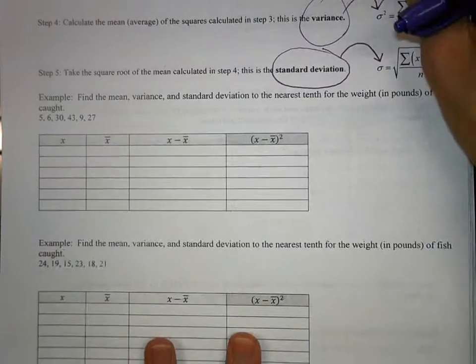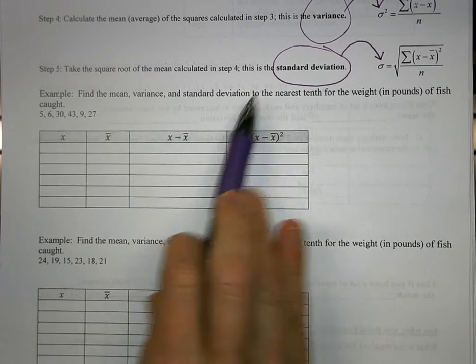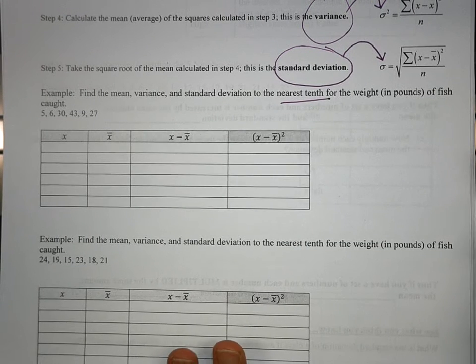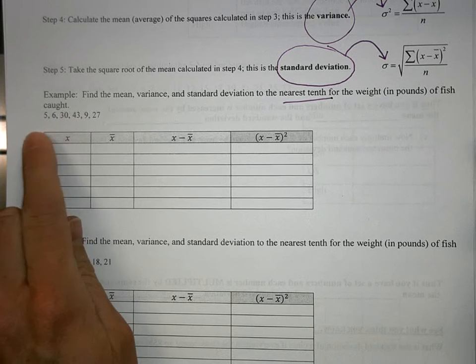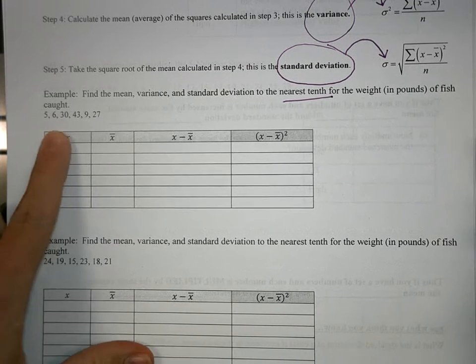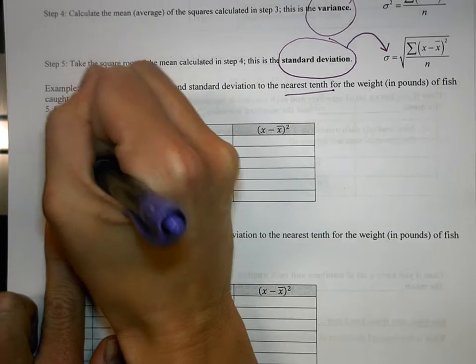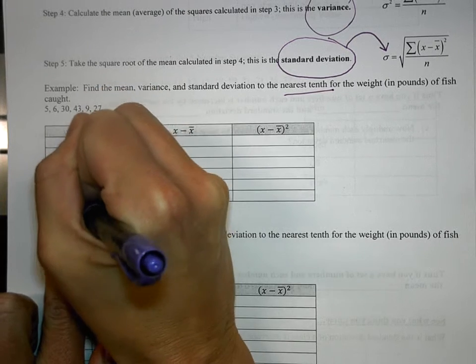So first example, and this will all make more sense once we do this. It says, find the mean, variance, and standard deviation to the nearest tenth for the weight in pounds of fish caught. Okay, here is our data set, all of these numbers, okay? So, do you see here X? We're going to go ahead and just write those numbers here. 5, 6, 30, 43, 9, 27.